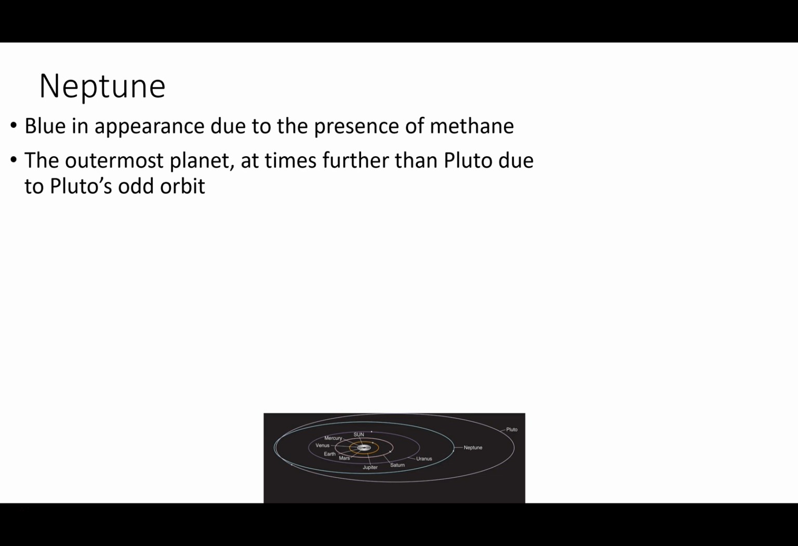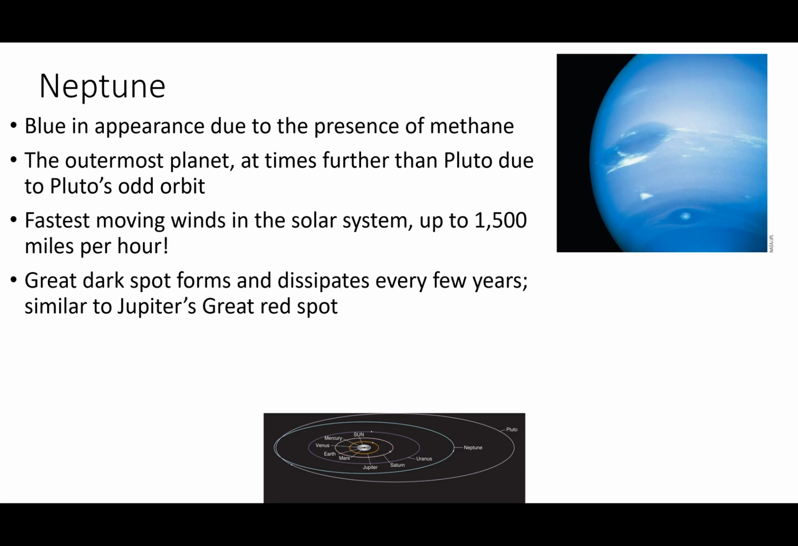Neptune then, right? This is a look at the solar system where, I don't know if you can make it out very well, but here we have Jupiter, Saturn, Uranus, and Neptune, and then of course we have Pluto. One thing about Pluto is that its orbit is a little bit more outside the plane of the ecliptic. Neptune's blue because of methane.